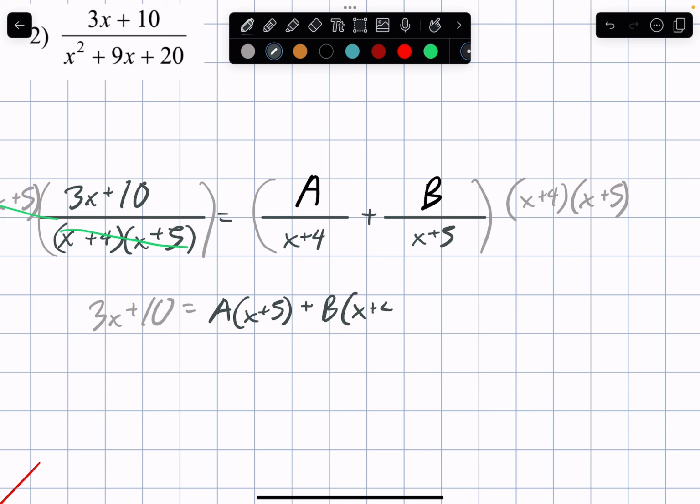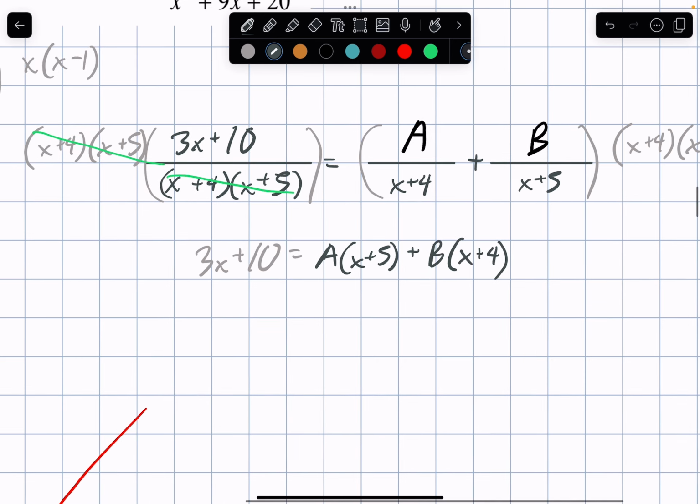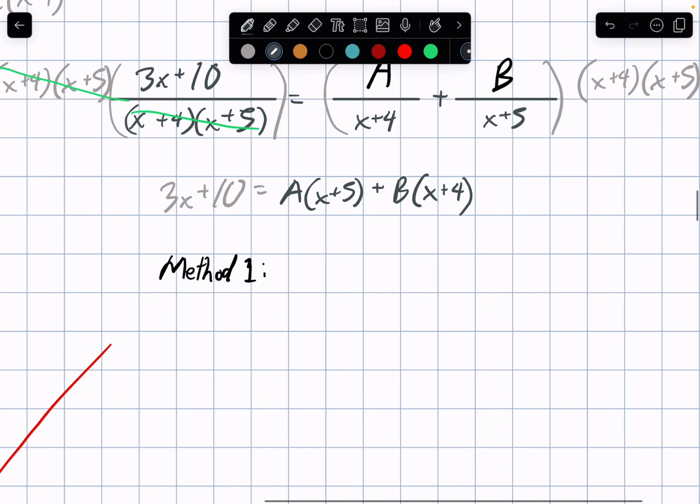X plus 4. So we're left with this kind of equation. So what's the next step? We can apply method 1, the setting up of an x value. So what do we do?